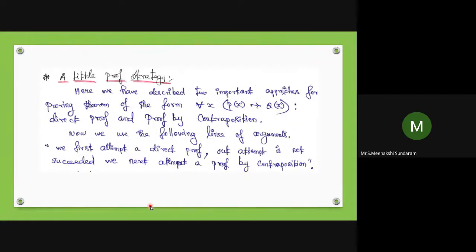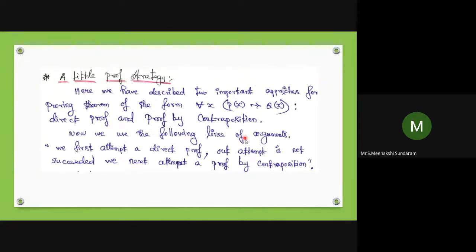A little proof strategy. Here we have described two important approaches for proving theorems. Already we have proved in the last classes, when quantifiers come, we go for universal specification for all, and for existential specification you have to go for some specific value, then you can prove. That is a little proof strategy. The approaches for proving theorems are direct proof and proof by contraposition.